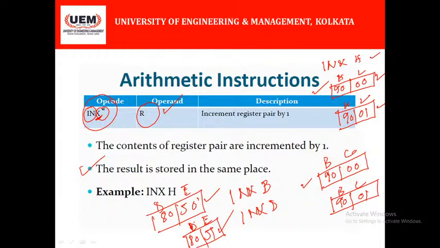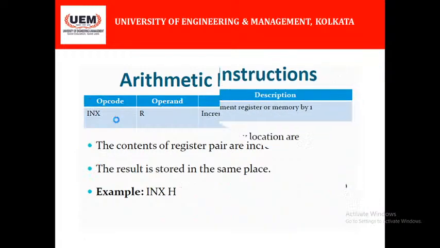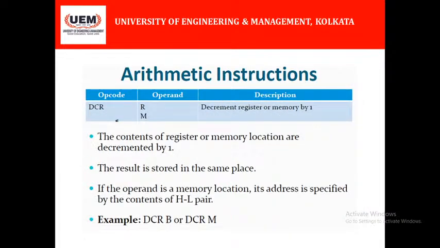INX H, because X is there, it is in indirect addressing mode. We are incrementing the value of a register pair. Please try to understand, we are not decrementing the value of a register; rather, we are incrementing the value of a register pair by 1. After INX, the next instruction is DCR.